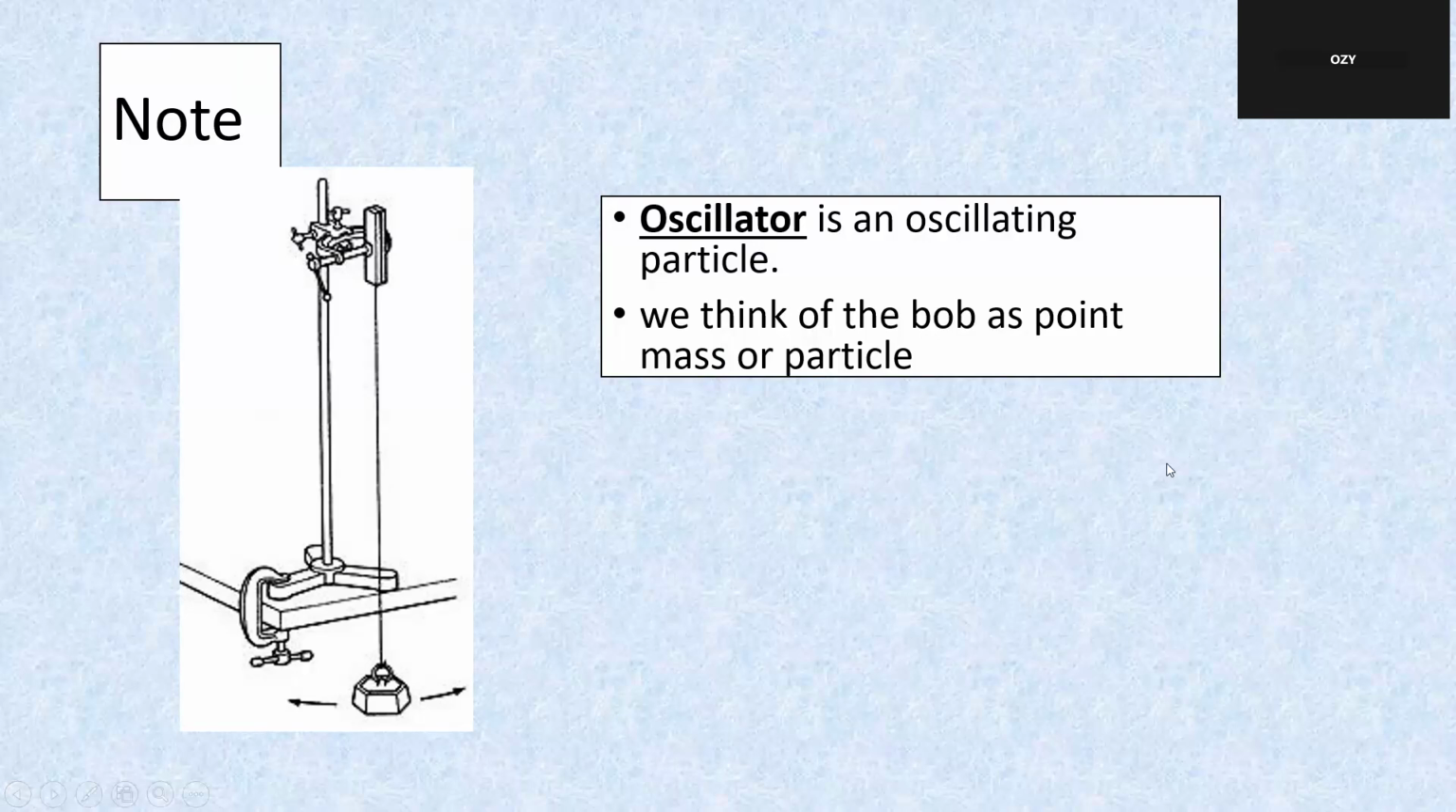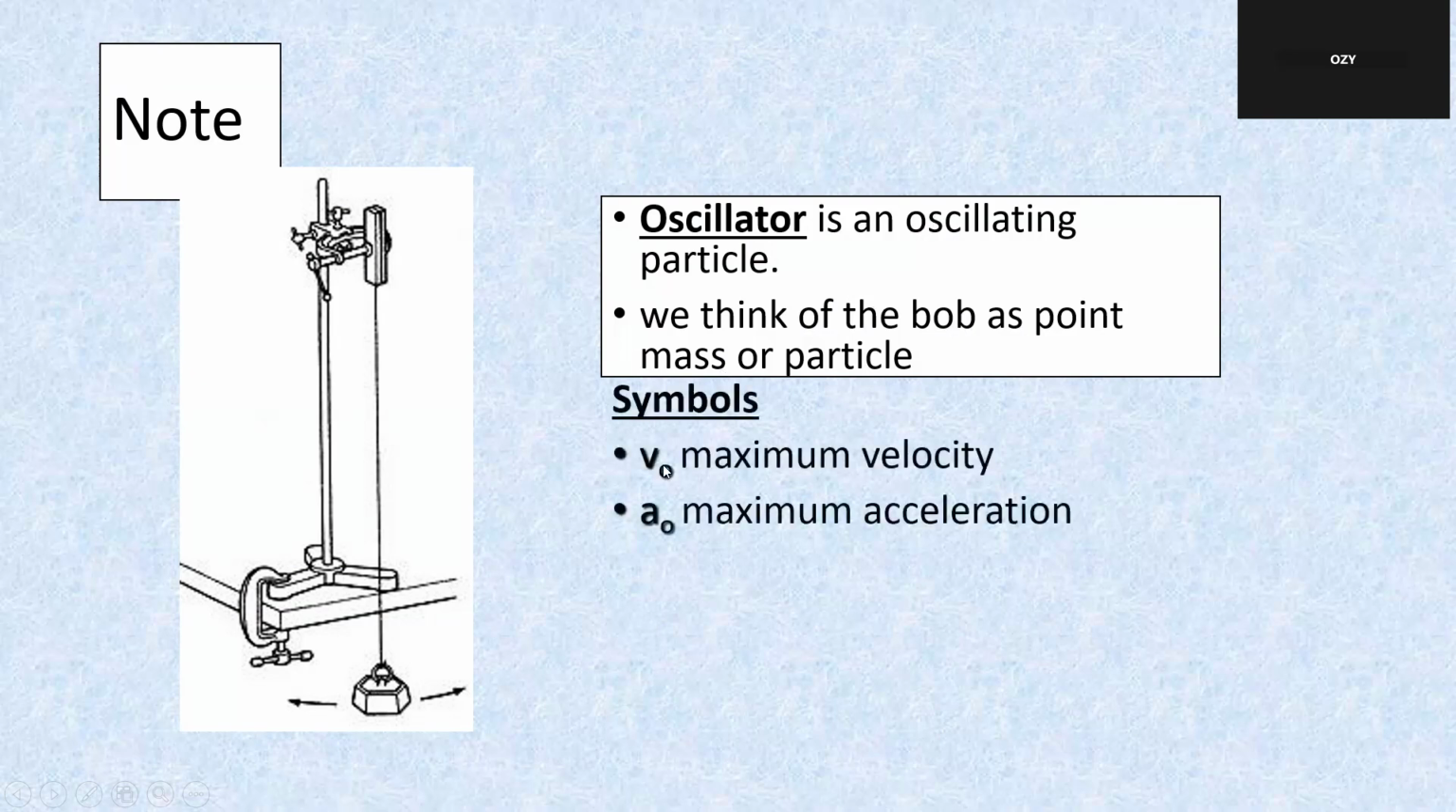An oscillator is an oscillating particle. We are looking at an oscillating particle or oscillating point source, whereas with a compound pendulum, we are looking at an oscillating body. So we are not interested in an oscillating body. We think of the bob as a point mass or particle. Usually we think of it as a circle, but you can have a heavy mass there.